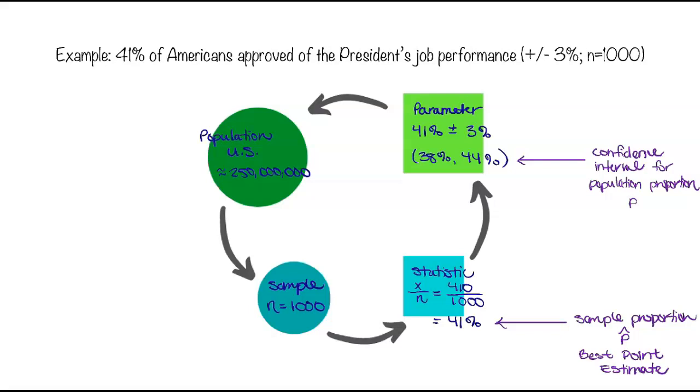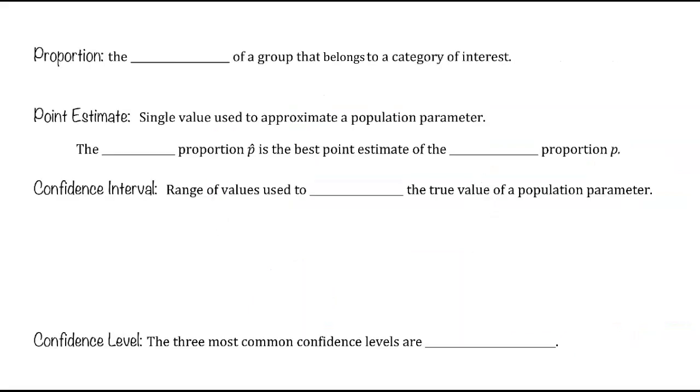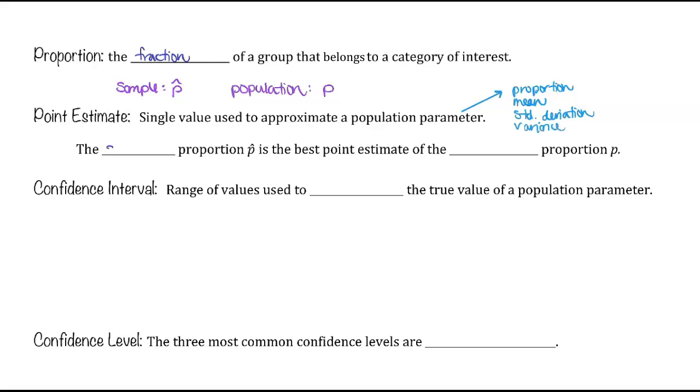Let's continue to add to our vocabulary surrounding confidence intervals. We mentioned a proportion, but let's define it here. A proportion is the fraction of a group that belongs to a category of interest. When we have a sample proportion, we use a p hat, and for a population, we use a p. A point estimate is a single value that's used to approximate a population parameter: proportion, mean, standard deviation, or variance. The sample proportion, p hat, is the best point estimate of the population proportion. We'll be using a sample proportion to help us build a confidence interval for the population proportion.